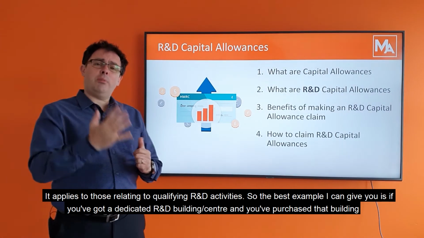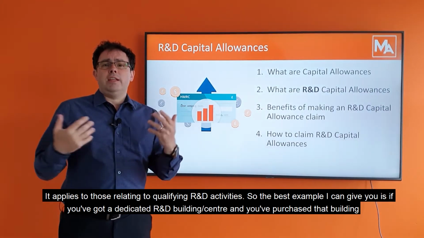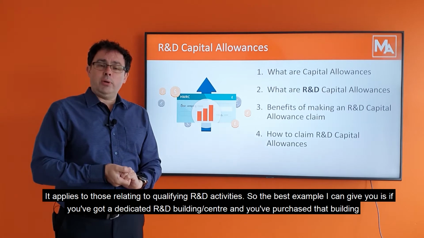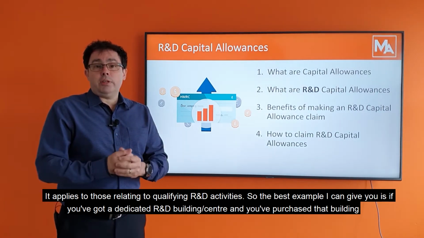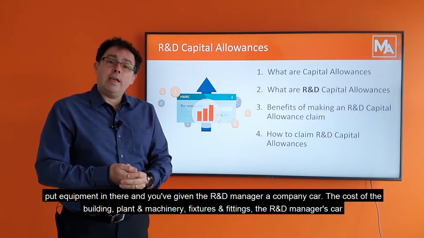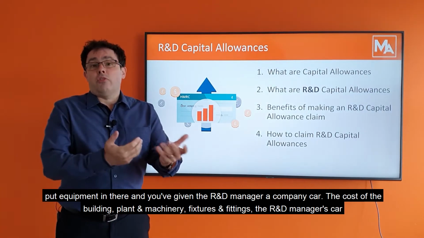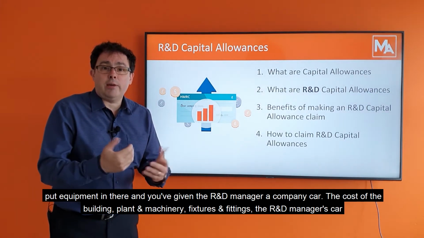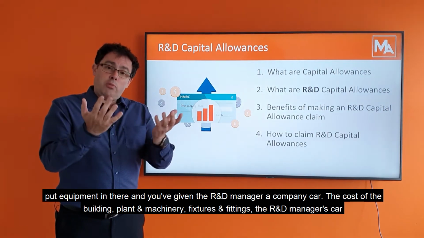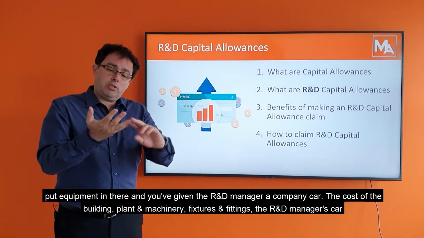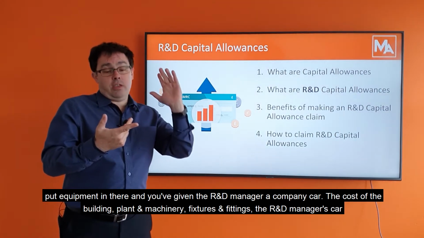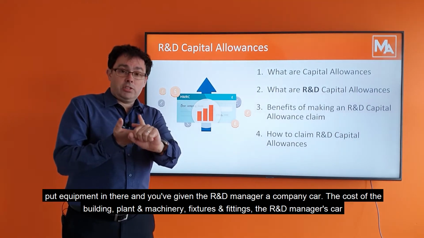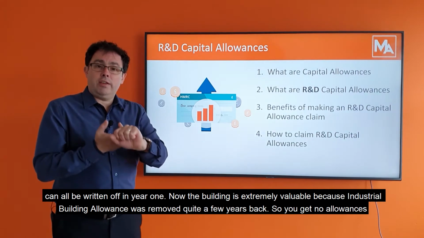So the best example I can give you is if you've got a dedicated R&D building, R&D centre, and you've purchased that building and you've put equipment in there, and you've also given the R&D manager a company car. So the cost of the building, the plant and machinery, fixtures and fittings, etc., the R&D manager's car can all be written off in year one.